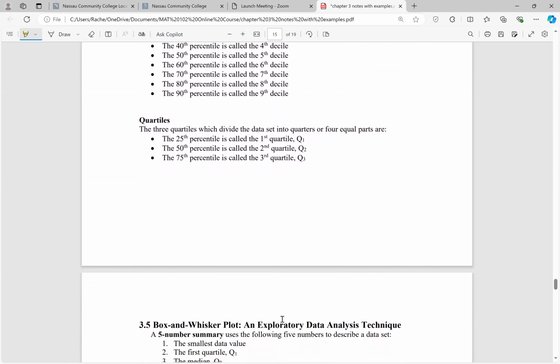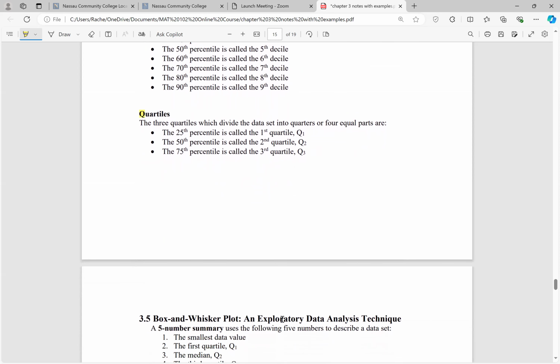We are going to spend time, though, on quartiles. So quartiles are important. But you guys are familiar with quarters, right? Like how many quarters make up a dollar? There's 4, right? So if I want to take one whole and divide it into fourths, we call them quarters, and 4 quarters make a whole.